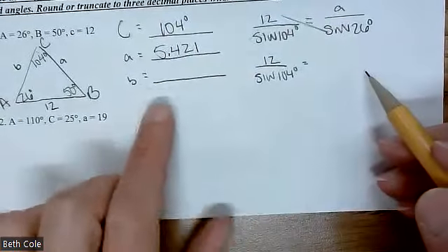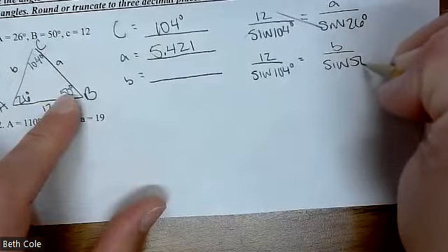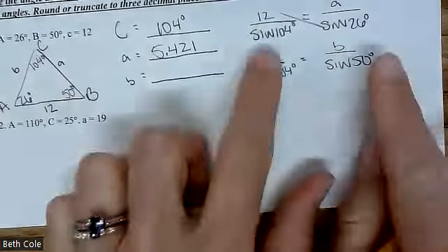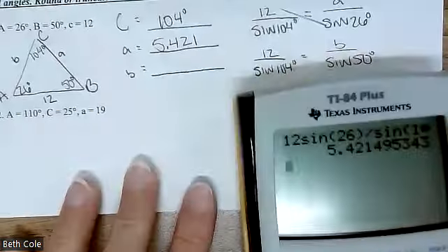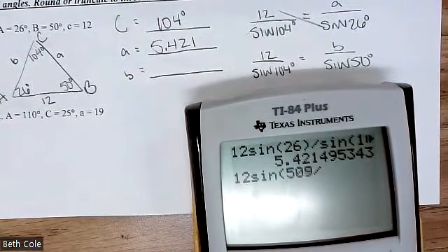What's going to go on this side? Yeah, b over sine 50. Go ahead and type that one in. You're going to cross multiply and divide. It'll be 12 sine of 50 divided by, oh, whoops, divided by sine 104.